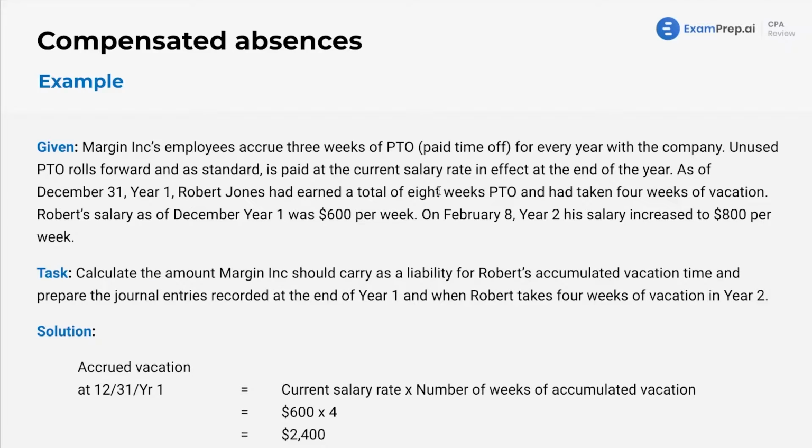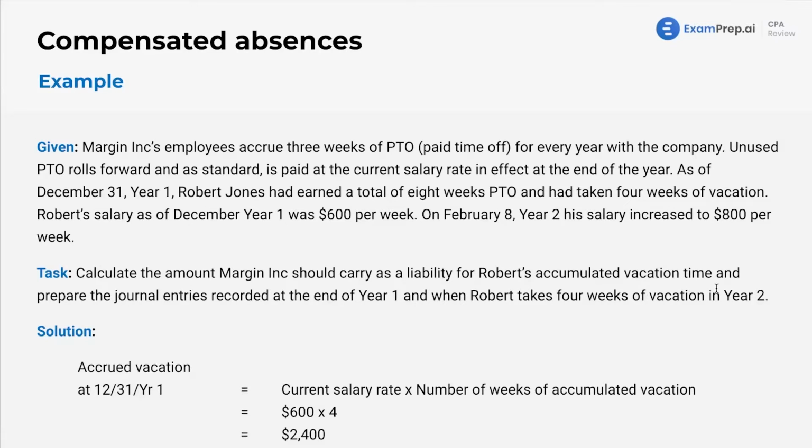As of December 31st, year one, Robert Jones had earned a total of 8 weeks PTO and had taken 4 weeks of vacation. So Robert Jones is owed 4, because 8 minus 4 is how much he has left. Robert's salary as of December year one was $600 per week. On February 8th, his salary was increased to $800 per week. Calculate the amount that Margin Inc. should carry as a liability for Robert's accumulated vacation time and prepare the journal entries recorded at the end of year one and when Robert takes 4 weeks of vacation in year two.